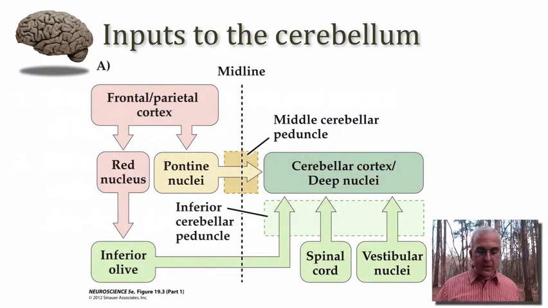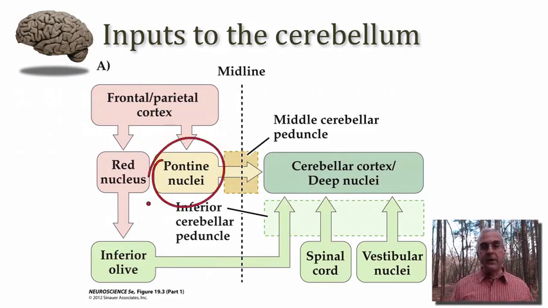Well, before we talk in detail about those circuits, I want to give you just a broad overview of the inputs to the cerebellum and then talk just a bit about function. So the main inputs to the cerebellum come from a couple of different sources. They come from the pontine nuclei. These would account for the majority of the inputs to the cerebellum. And notice the relationship of the pons to the cerebellum.